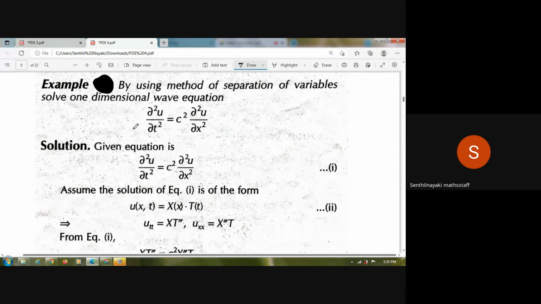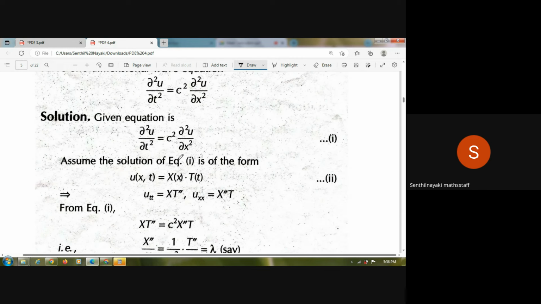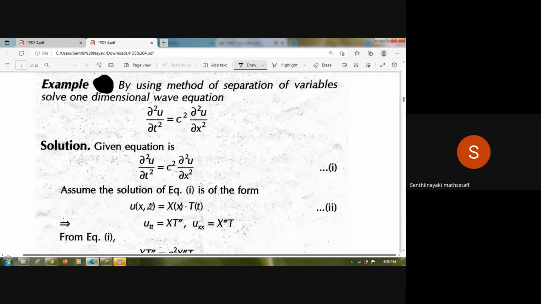First, we are going to discuss the solution procedure for the wave equation by using the variable separable method, that is, separation of variables. So this is ∂²u/∂t² = c² ∂²u/∂x². This is the wave equation. Assume the solution of this wave equation is u = X·T, that is, u(x,t) = X(x)·T(t).